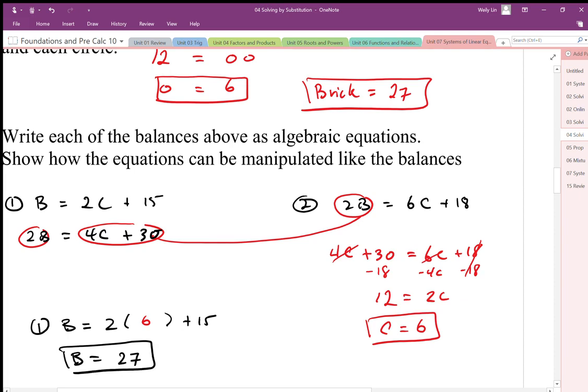Now in this case, what I did was what we call a substitution, because I replaced like for like, and we're allowed to do that. And this is what we're going to look at next.